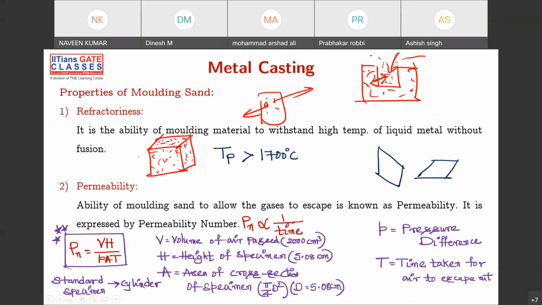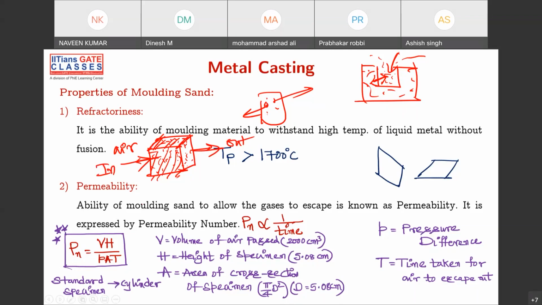Now you seal the top, the bottom, the front face, and the back face, and only this face is allowed open. From this face you allow some air, and this air is coming out. This is the outlet and this is the inlet.